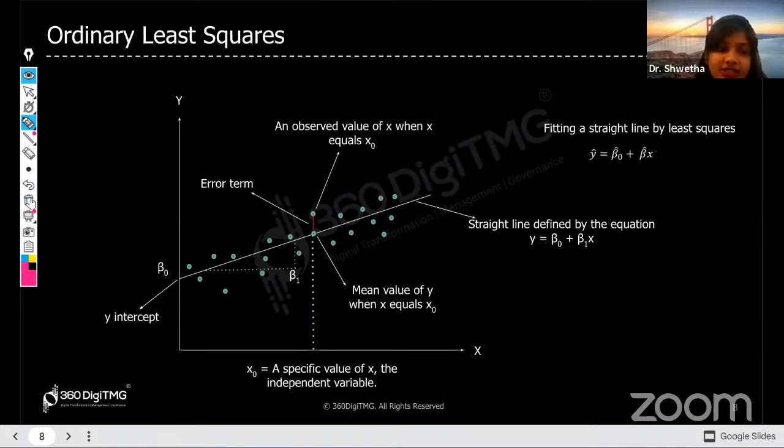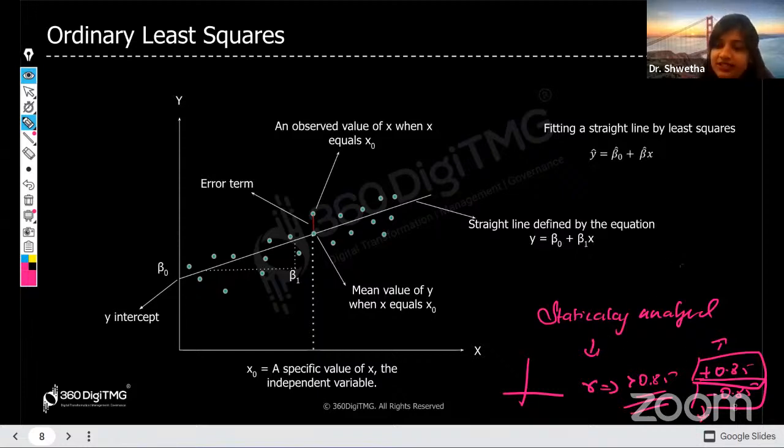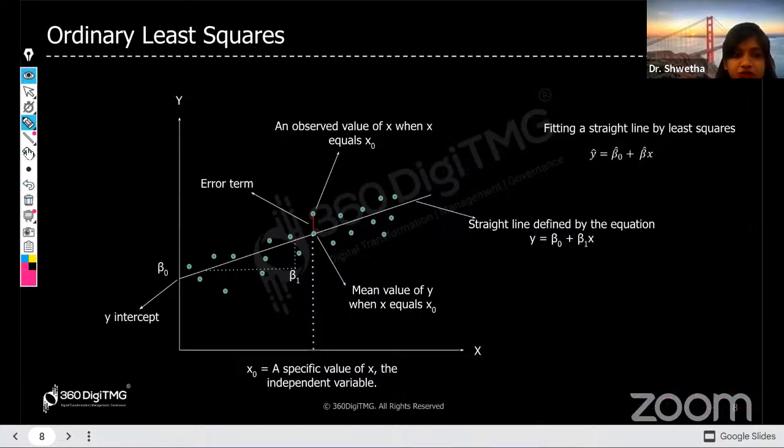Because it is statistically analyzed, we can directly understand the relationship. If the correlation coefficient is greater than 0.85, then you can say this is strongly correlated. It can be positive 0.85 also and negative 0.85. If it is positive 0.85, then it is strongly correlated, a strong positive correlation. If it is minus 0.85, then it is strongly correlated but negative, a strong negative correlation. So in this way, we can use the correlation coefficient to see if there is a relationship between those two variables.